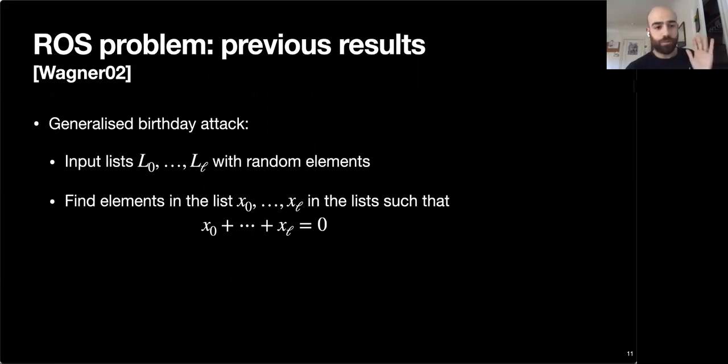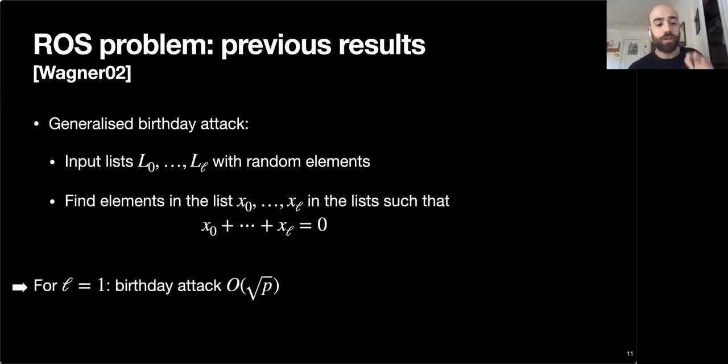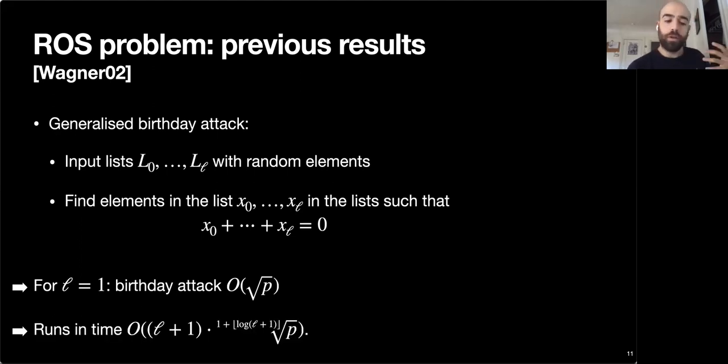Why is this called the generalized birthday attack? Because if I set L equal to 1, I have only 2 elements, so x0 plus x1 equal to 0. And this is exactly a hash collision, the birthday attack, which goes with the square root of the size of the field we are working in. But for larger sizes and more in general, it goes sub-exponentially in p and the size of these lists, L.